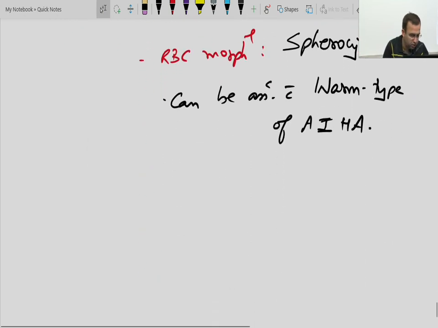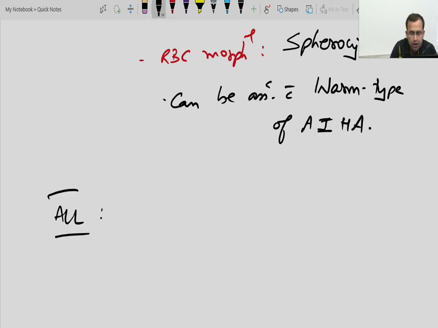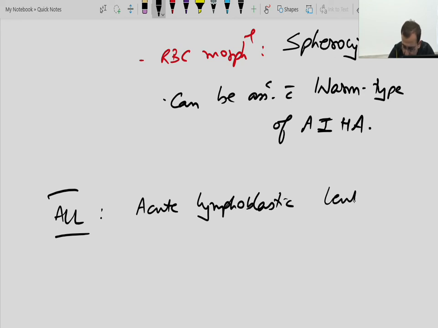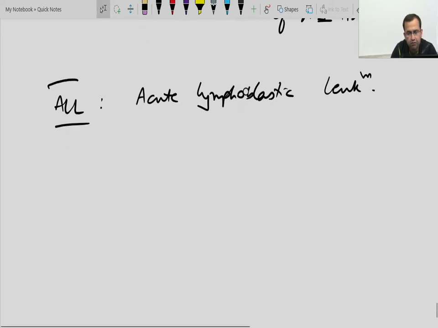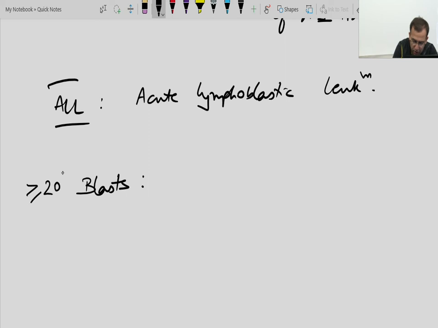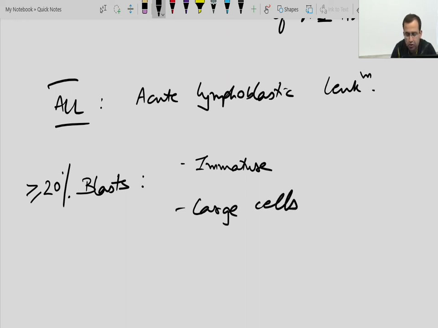This gets us to our next option, that is ALL. ALL is acute lymphoblastic leukemia. The minute we talk of acute leukemias, it shows us the presence of blasts. Blasts, are they mature? How many blasts? More than or equal to 20%. Are they mature or immature cells? They are immature large cells.